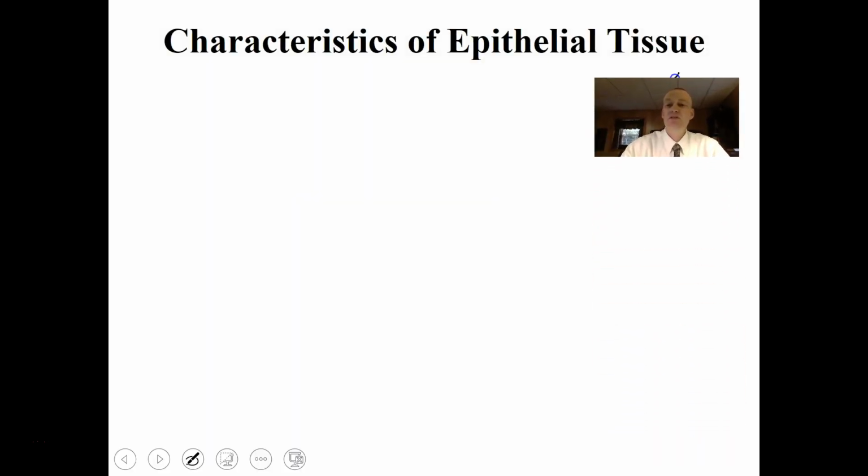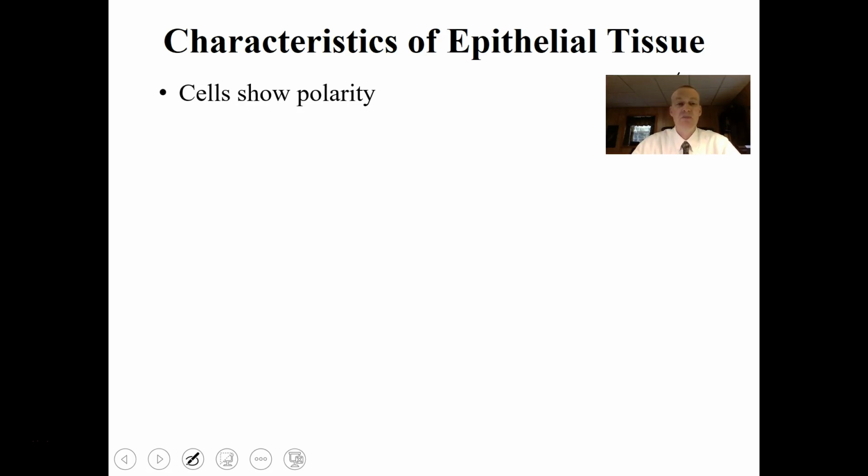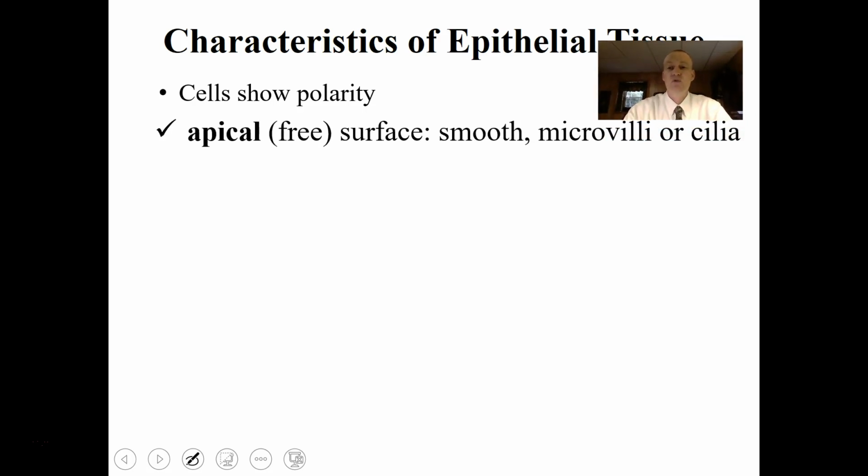So epithelial tissues are going to have certain characteristics that they have in common with other epithelial tissues. These are very specific characteristics that these specific tissues actually contain. One thing that we see in epithelial tissues is that they have polarity. That is, they have very defined specific sides to them. So, for example, there is an apical or free surface, and this typically could be smooth.